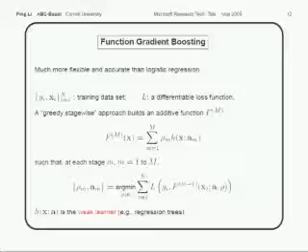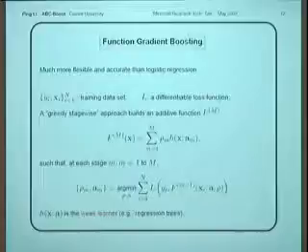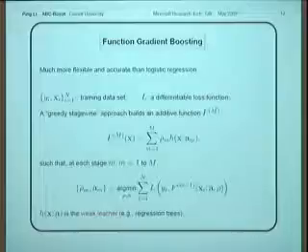So then Friedman has this algorithm, gradient boosting. It's much more flexible and accurate than logistic regression. Again, we have a data set with n training samples, and we have a differentiable loss function. In this case, it's a logistic loss. And Friedman took a greedy stage-wise approach to build an additive model.